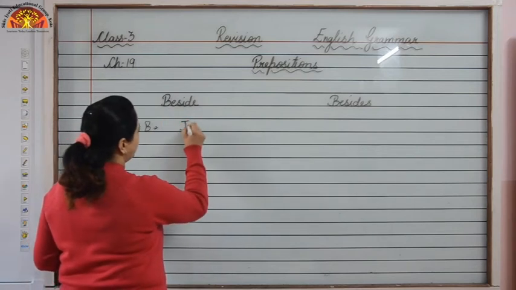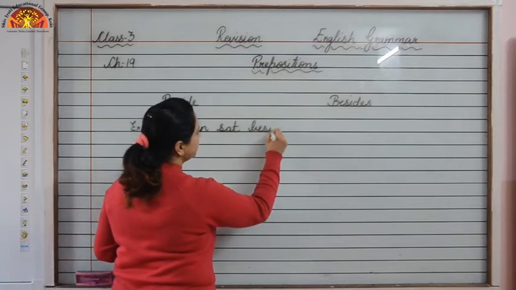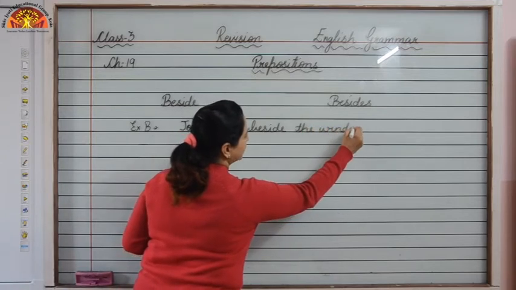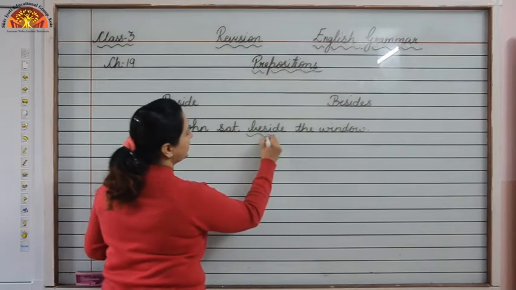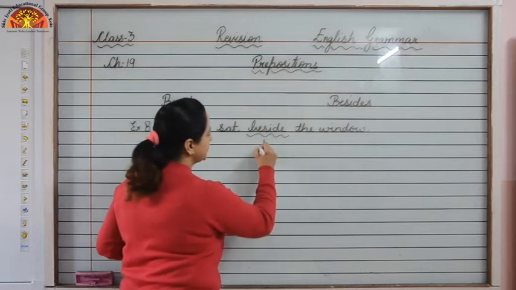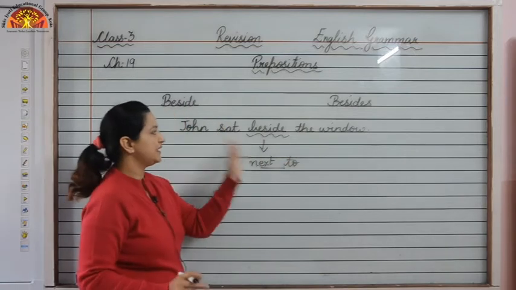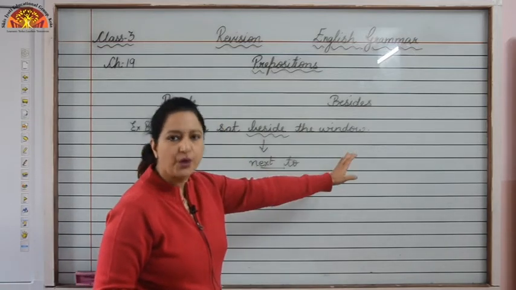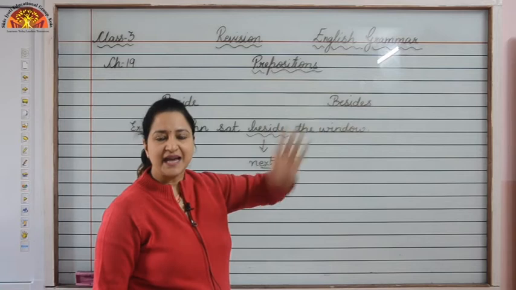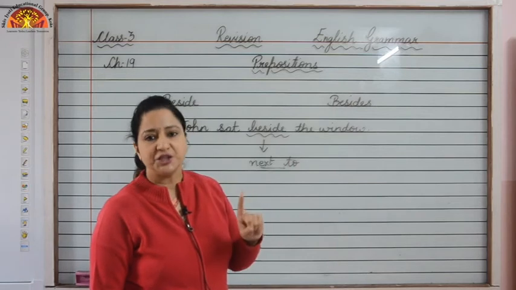So John sat beside the window. Here we are using beside without s. Beside means next to. John sat next to the window. Remember that. Now let's talk about besides, with s. Beside with s is besides. Please pay attention to the spelling.